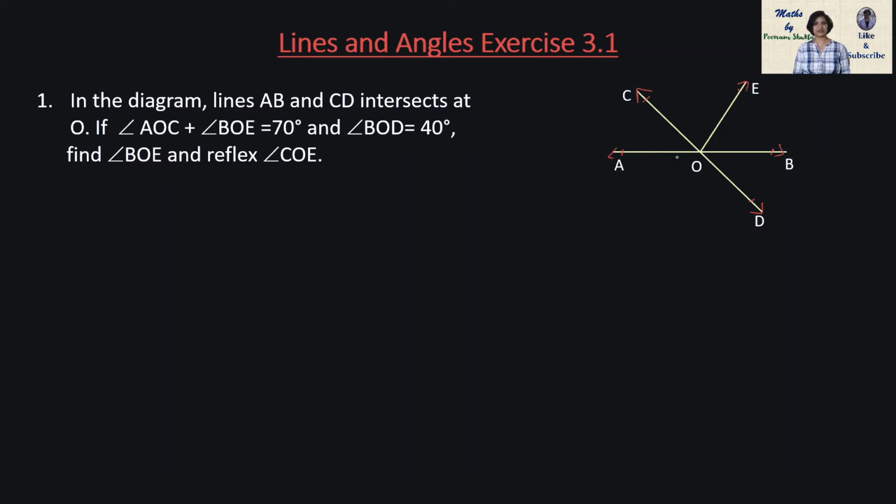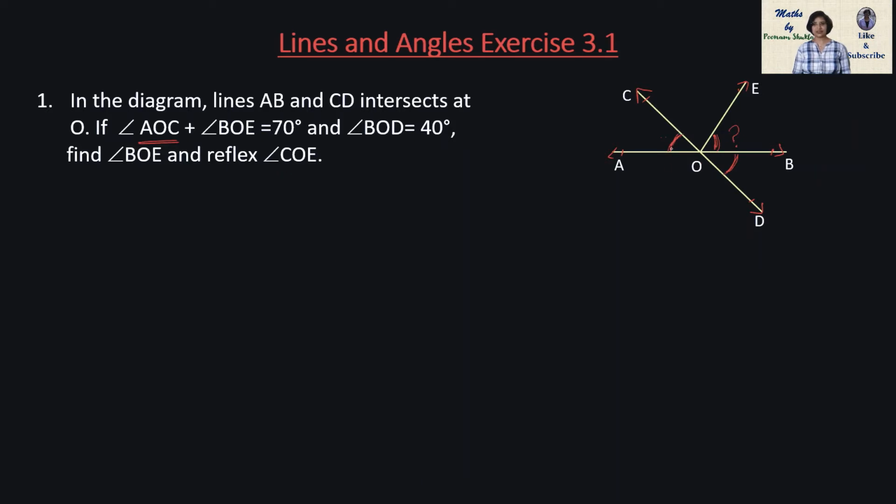So first we will see what these angles are. Angle AOC is this, and angle BOE is this. The sum of these two angles is 70 degrees, right? And angle BOD equals 40 degrees, which is given. Now we have to find angle BOE, where the sum of these two angles is given, but we have to find this angle, and then reflex angle COE.